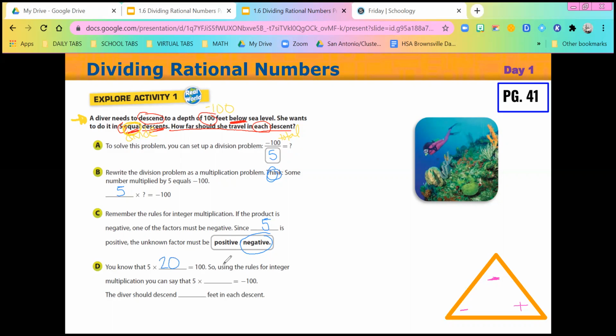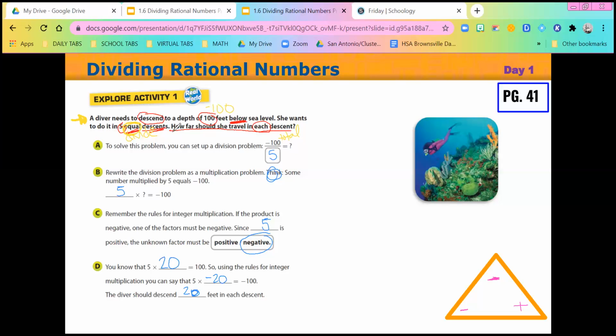That gives us 20. 5 times 20 gives us 100. And since we know that the factor has to be negative, meaning this has to be a negative number, that means 5 times negative 20 is 100. And then we can say, answering the question now, the diver should descend 20 feet in each descent.